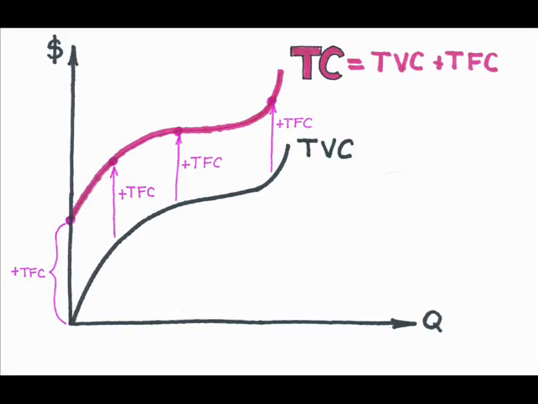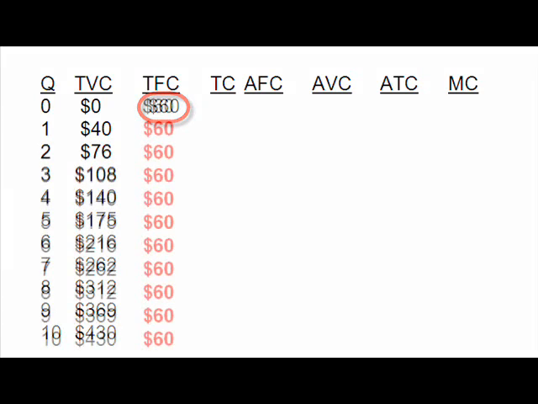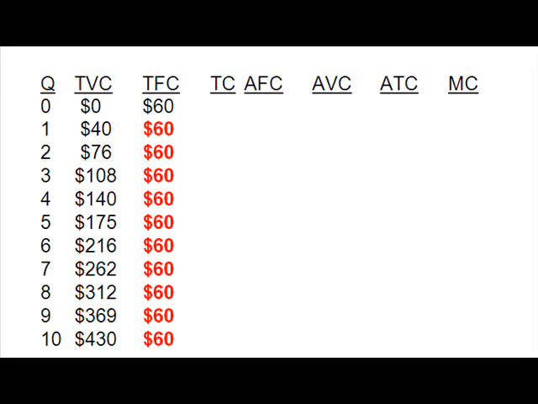Let's take a look at how the various costs could be calculated. In this cost table, the business owner can produce anywhere from 0 to 10 units of output. One thing that I know at this point is that the total fixed cost associated with not producing any units is $60. What's nice about this information is that the total fixed cost is the same no matter what the output level, so I can fill in the rest of this column easily.